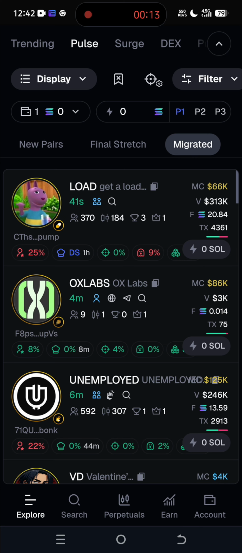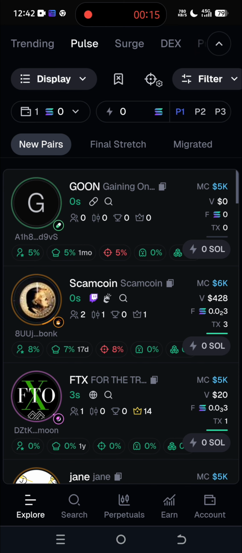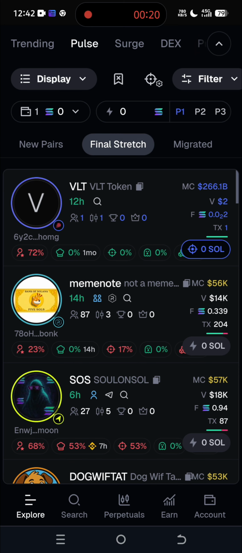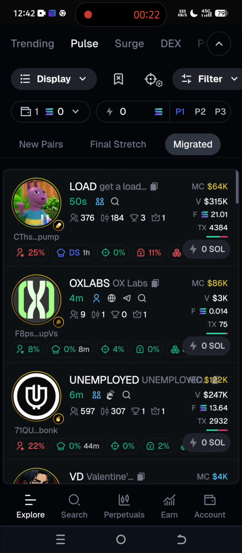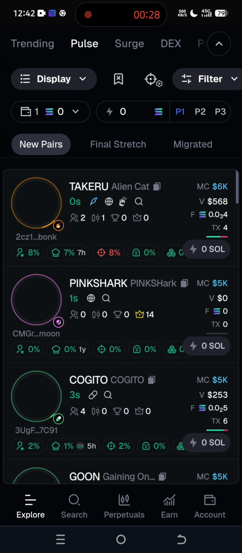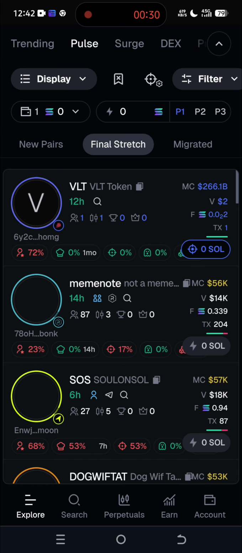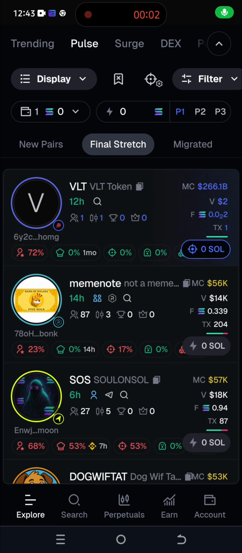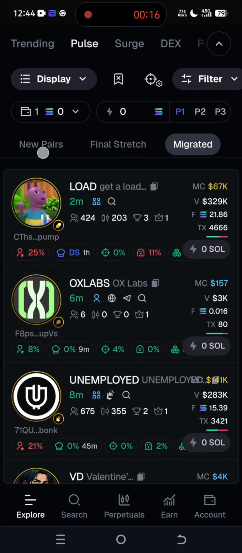We have three types of traders: the ones that trade just new pairs, the ones that trade finance stress, and the ones that only focus on migrated. Me, I only focus on migrated tokens. Some people trade all three, some people trade two, some people only trade one. With your observation and strategy, you can choose which side to focus on, or you can decide to trade all three.